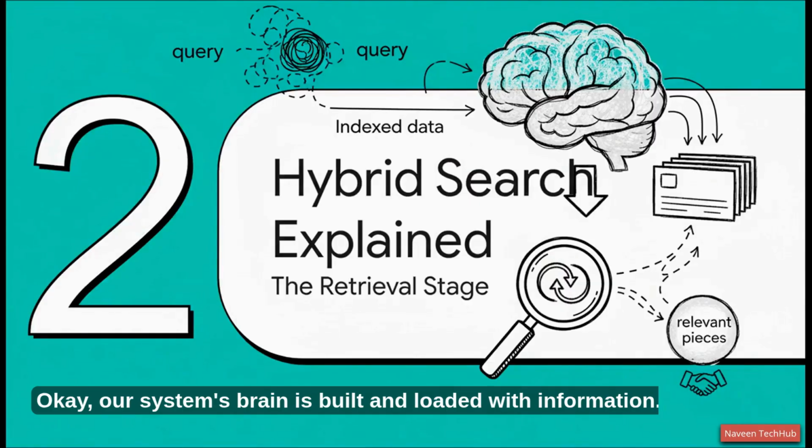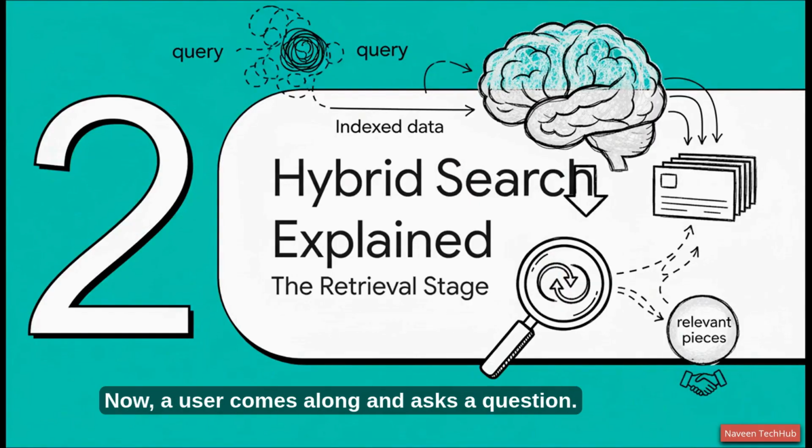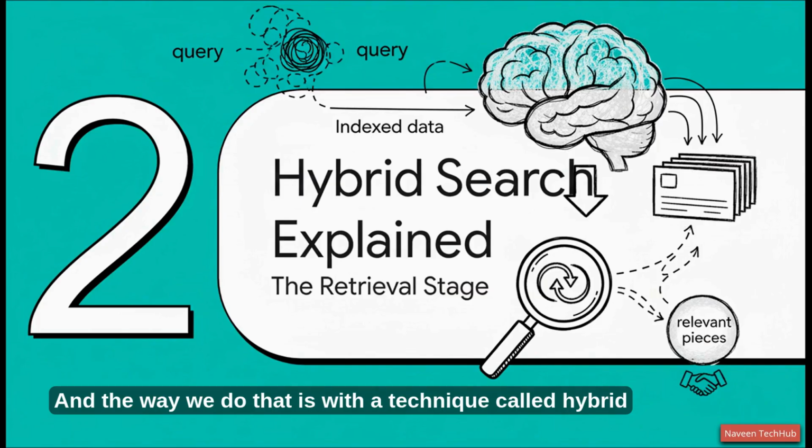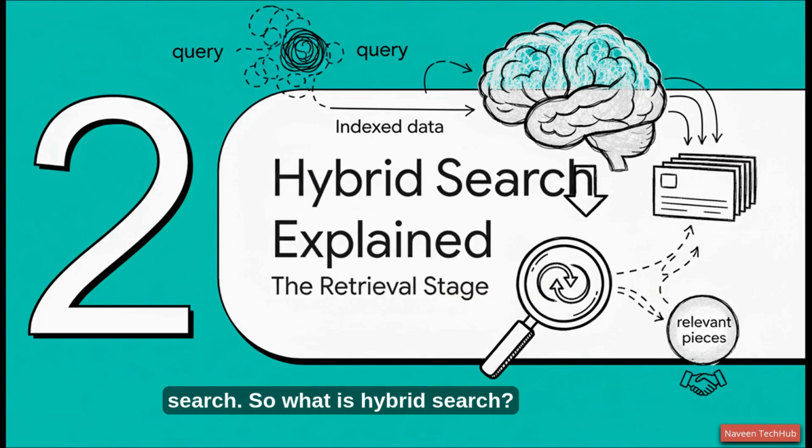Okay, our system's brain is built and loaded with information. Now, a user comes along and asks a question. This is what kicks off the retrieval stage. The system has to sift through millions of data points to find the few golden nuggets that can answer the query. And the way we do that is with a technique called hybrid search.